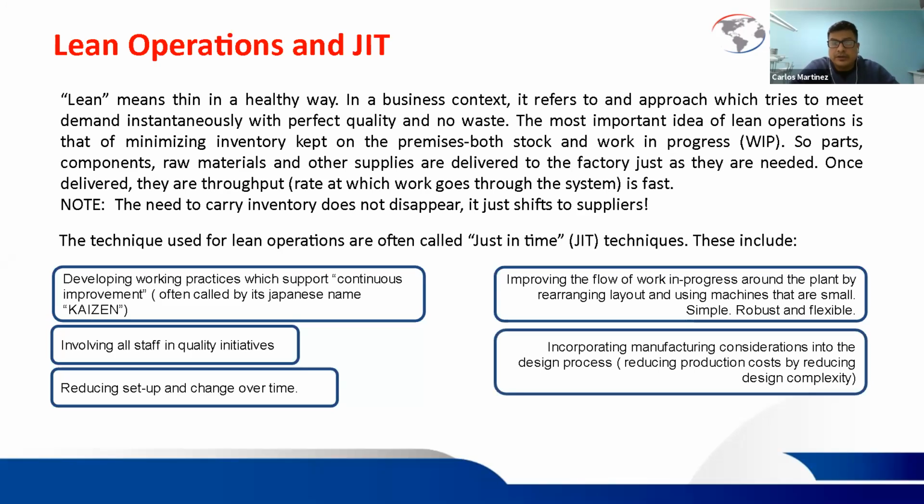Next, incorporating manufacturing considerations into the design process, reducing production costs by reducing design complexity. We've mentioned this many times during these lectures. Complexity is important because it's going to define how much profit we're going to have. The less complex that we are, the more profitable it will be. So we will reduce cost by reducing the complexity. It's important to apply this when we make our design, when we make our brief. What will be the best design that will create the most profit?